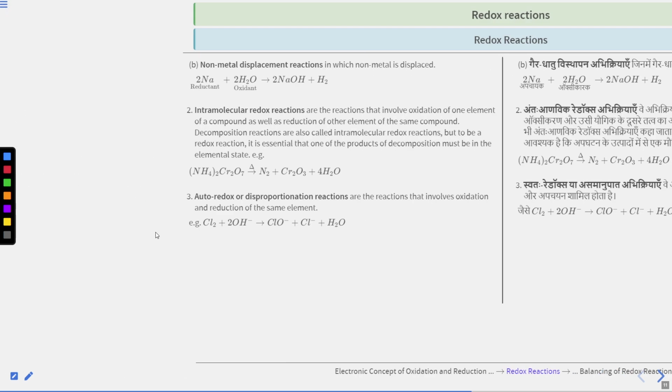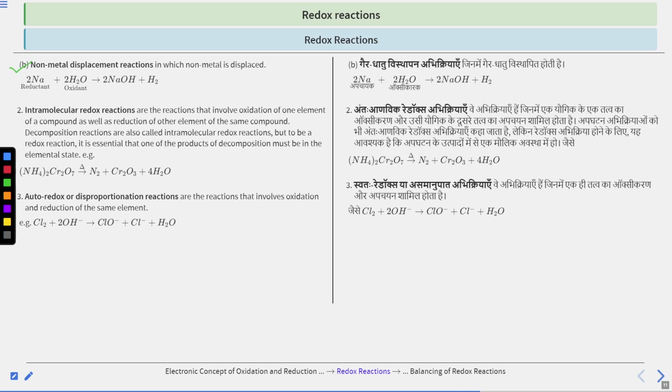Let's see the second type, which is non-metal displacement reaction, in which a non-metal is displaced. So this is a reaction like 2 Na + 2 H2O giving us 2 NaOH + H2. So a non-metal is present in the reaction and the non-metal is getting replaced and forming a compound. We are studying it under the intermolecular redox reaction, right? So in all types of these reactions, one reductant molecule and one oxidant molecule is always present in the reaction.